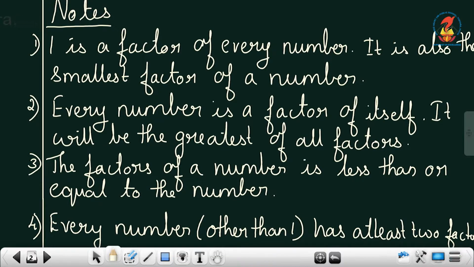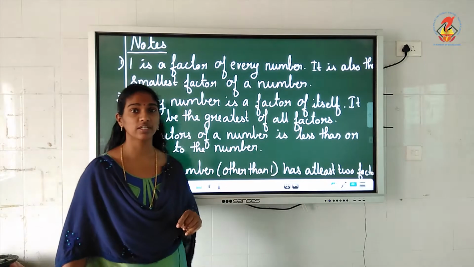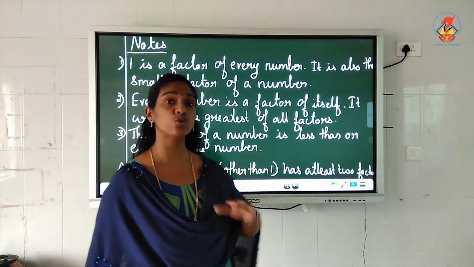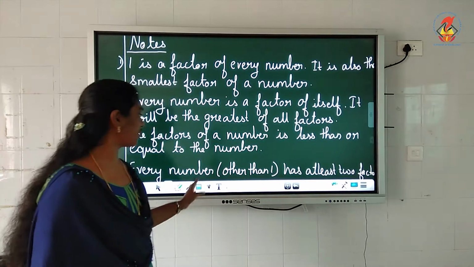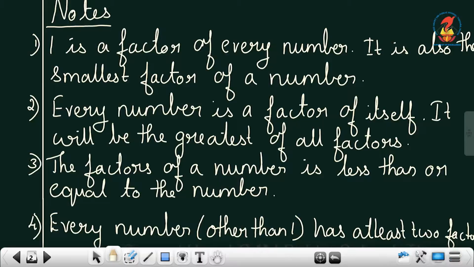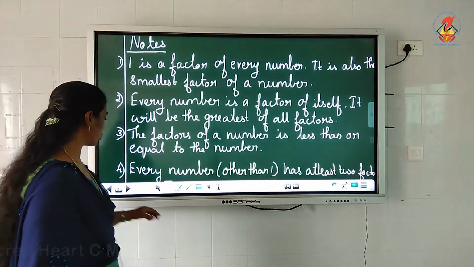Then every number other than 1 has at least 2 factors. What do you mean by at least 2 factors? It can have 2 and more. At least 2 means 2 and more. So every number other than 1. 1 is having only one factor, 1 itself. Other than 1 has at least 2 factors. So these are some notes on factors. You will write it down in your notebook.